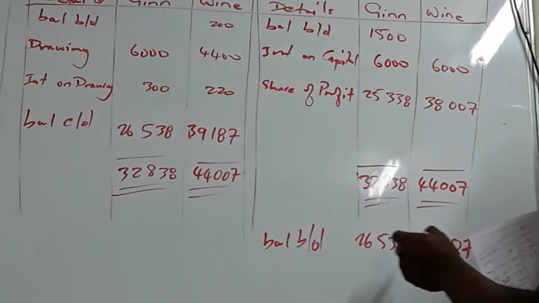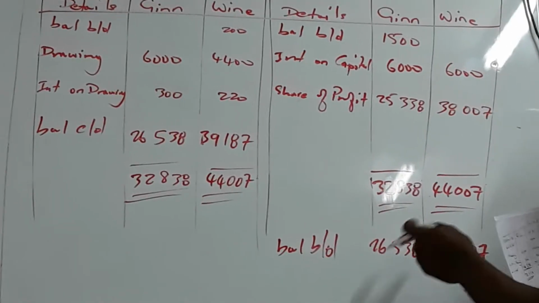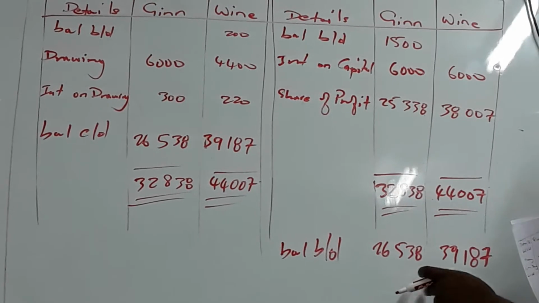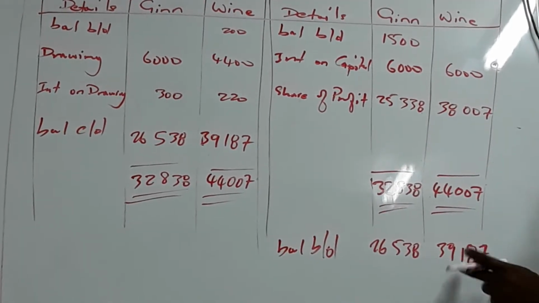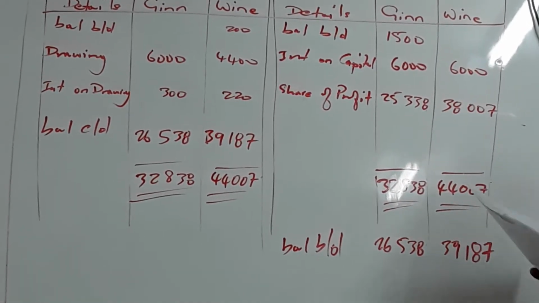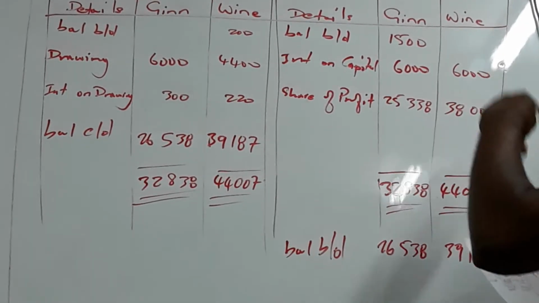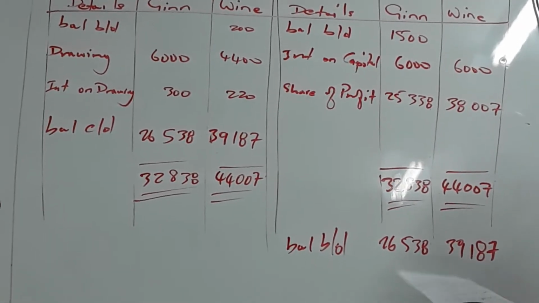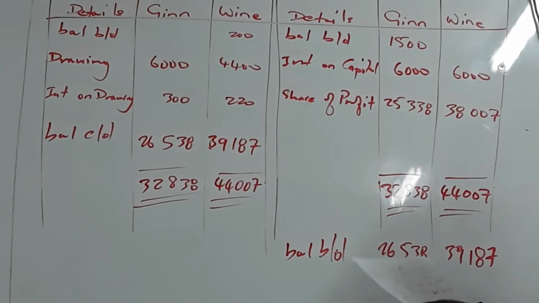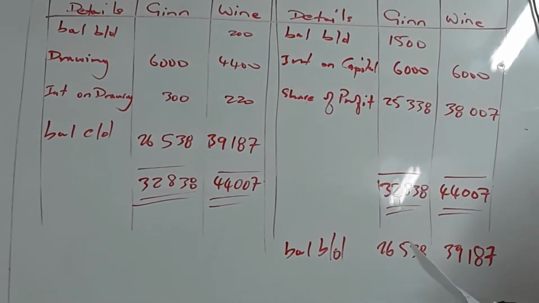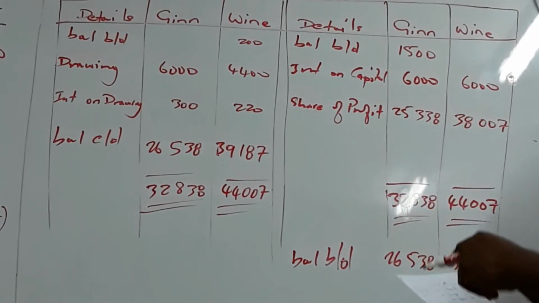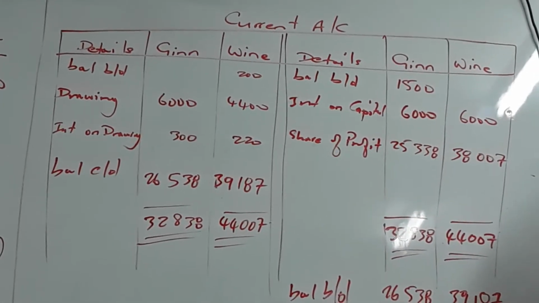In other words, this is what the company owes Gin at the end of the year, and what it owes Wine at the end of the year. That's what the company owes. Now we're going to shift our attention to doing the balance sheet. So we're going to pause and then we'll move on to doing the balance sheet.